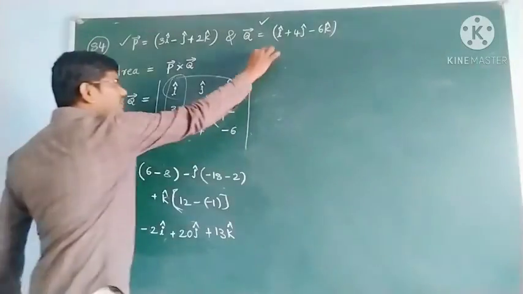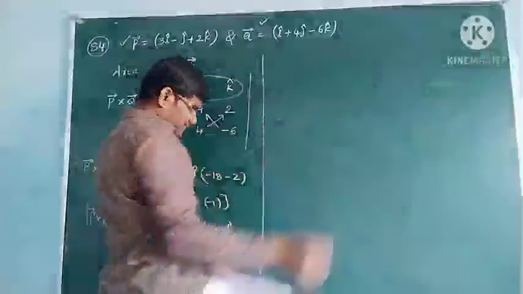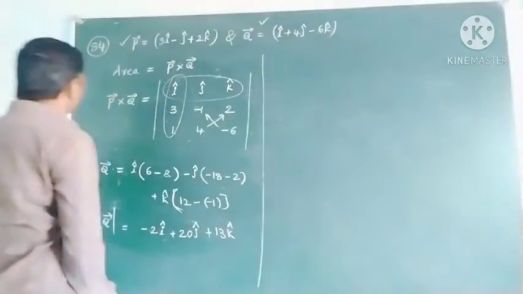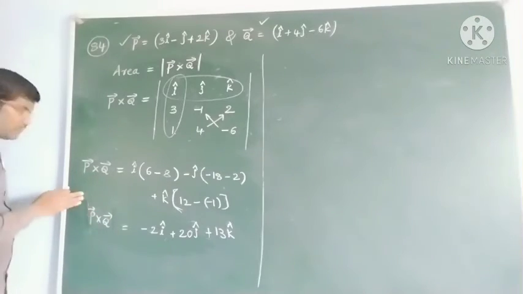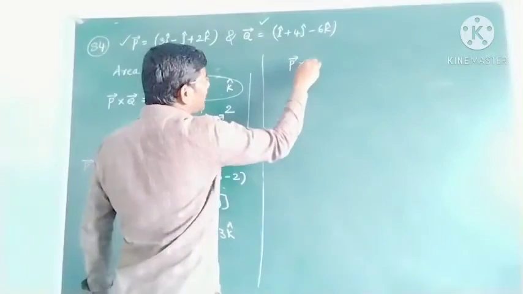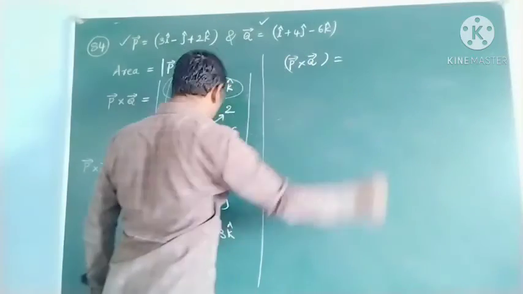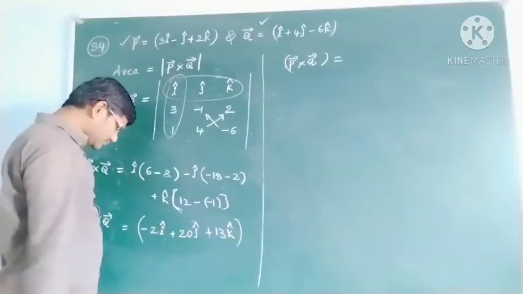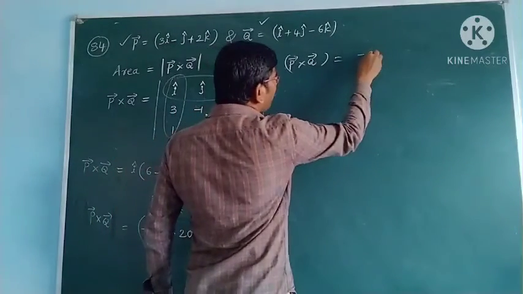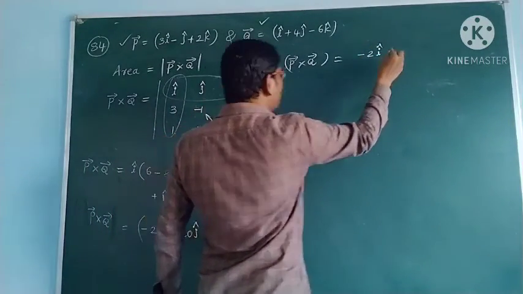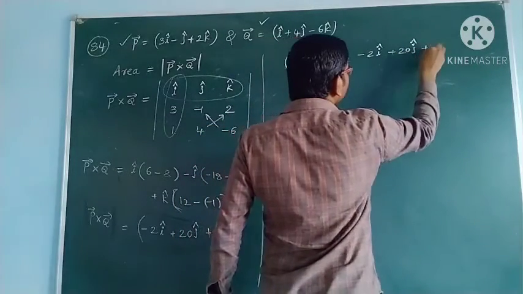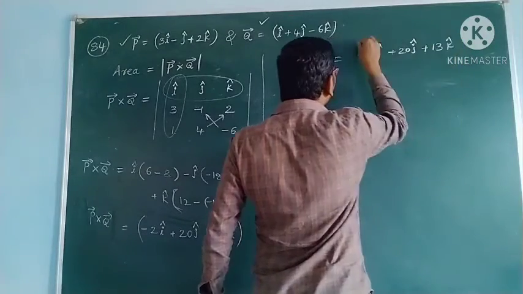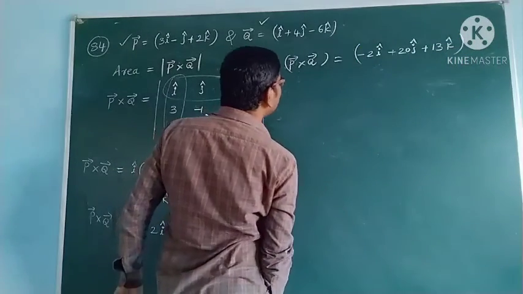We want its magnitude. Then area of the parallelogram means modulus of p bar cross q bar, we have to check it. We got already the p bar cross q bar value. How much is that? Minus 2i cap plus 20j cap plus 13k cap. And now we want to find its magnitude.